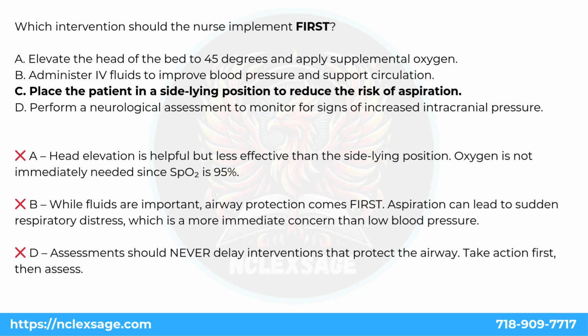Option B. Administer IV fluids for hypotension. While fluids are important for circulation and blood pressure, aspiration is the more immediate concern in this case. Airway protection always comes first before circulation in a patient who is at risk for aspiration. Option D. Perform a neurological assessment for increased intracranial pressure. While a full neurological assessment is important, interventions should never be delayed when a patient is at immediate risk for aspiration. Safety interventions take priority over assessments in cases like this.